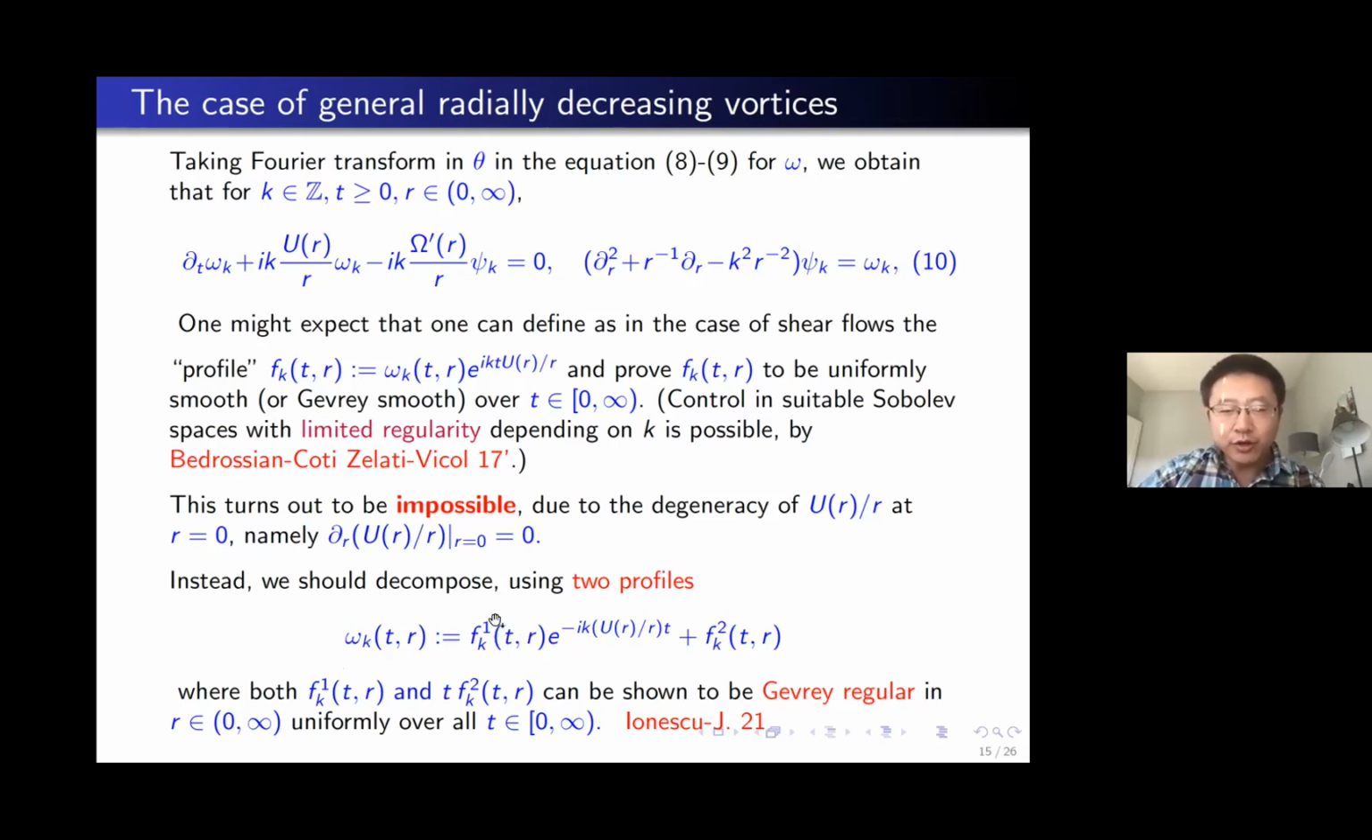Now we can show that this guy is uniformly smooth in R for all times, and this guy is uniformly smooth in R for all times. And actually we can show they are Gevrey smooth in R for all time if your initial data is Gevrey smooth in R. So then we can see why we cannot really define one profile like this, because this guy is already smooth, right? This guy is already smooth.